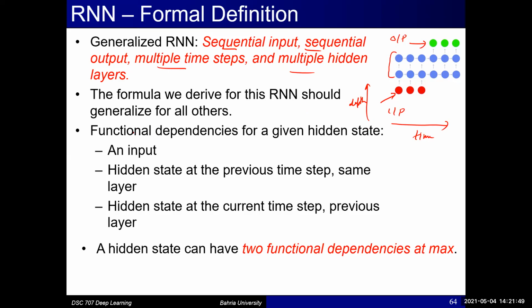So now we have to see functional dependencies. What does it mean? Given a hidden state or an output state, it is dependent on what previous state, right? As I'll show you in the next slide, any hidden state can have a maximum of two functional dependencies. And we have a slight difference depending on whether we are talking about the first hidden state, because it is connected to the input, or any hidden state after the first, because it will not be connected to the input, right? That's why there's a slight difference.